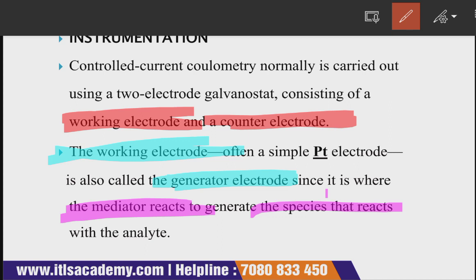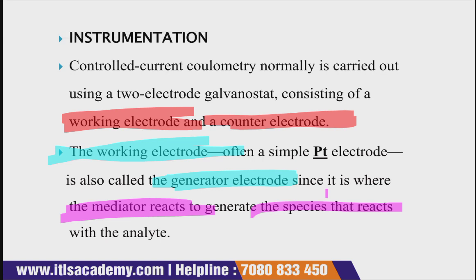So what it is generating is the species which is going to react with the analyte. And I'm saying analyte wrong. Sorry students, I'm pronouncing it wrong. Okay, so this is the working electrode.